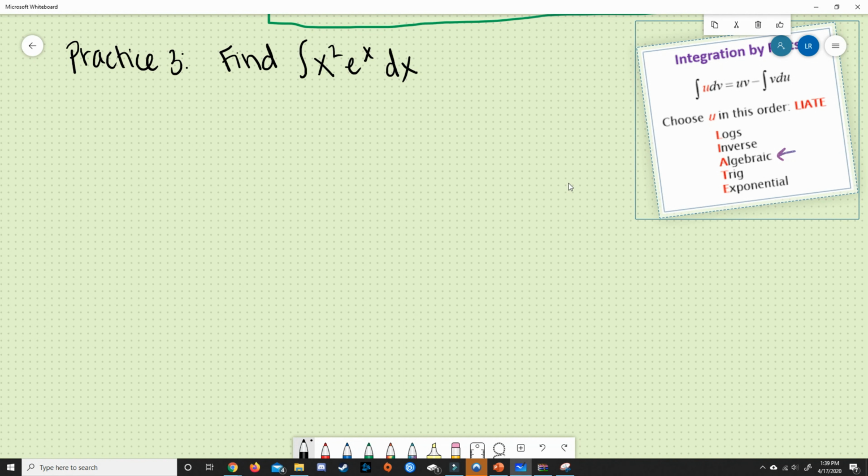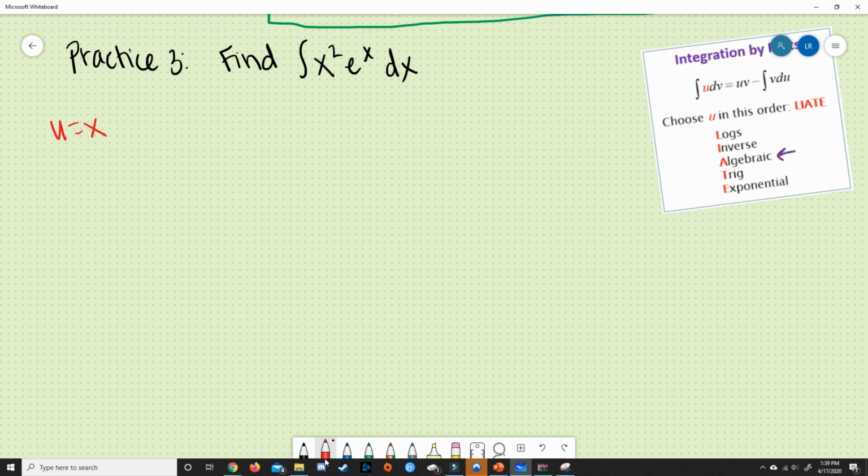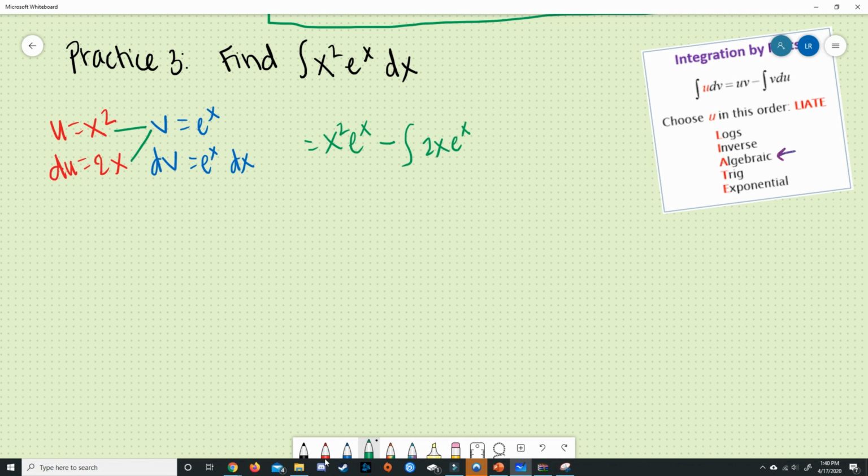Okay, hopefully you worked this problem out. The first thing we need to do is identify what is our u and what is our dv. So u will be x squared, which makes du 2x. That is going to make our dv e to the x dx, making v e to the x. The integral is going to be u times v, so x squared times e to the x minus the integral of du times v, so 2x e to the x dx.